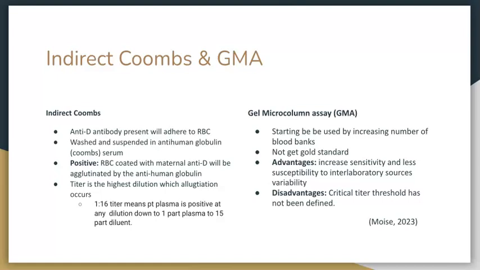A positive test is when the red blood cells coated with maternal anti-D are agglutinated by the anti-human globulin. And then the titers, basically when you're reading it, a dilution like 1 to 16 means that the plasma is positive at any dilution down to 1 part plasma to 15 parts dilution. An anti-D titer of 16 is considered a critical value.